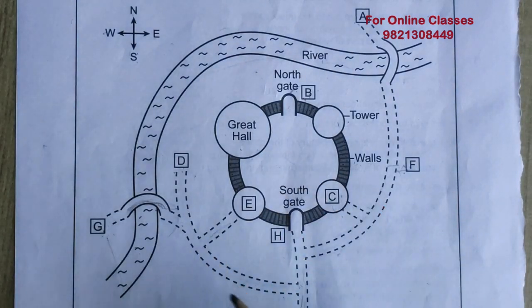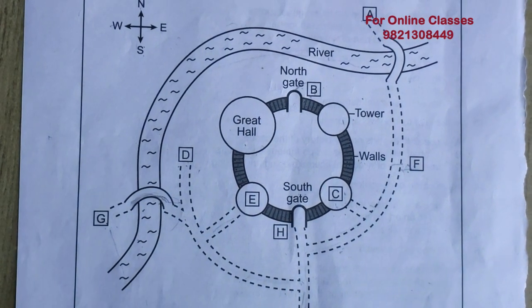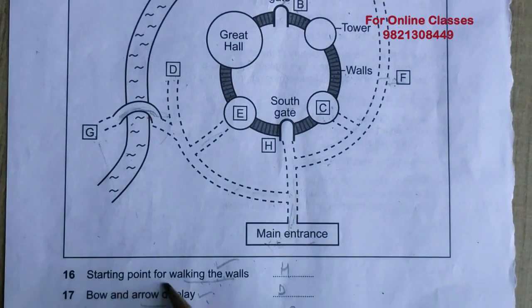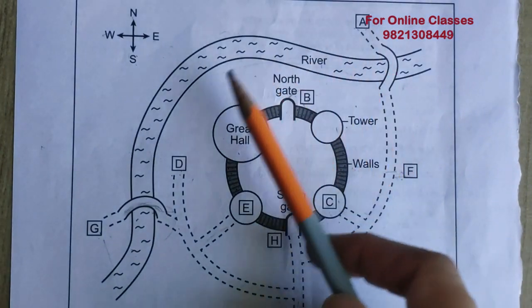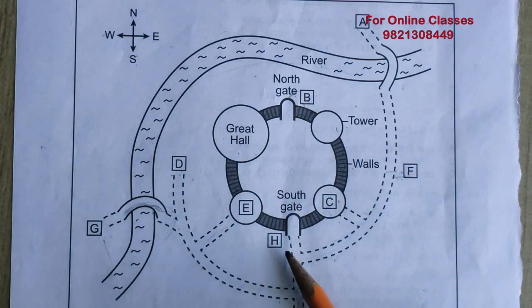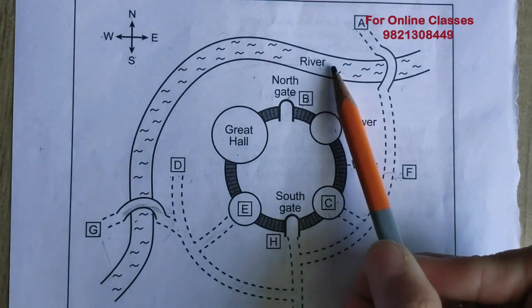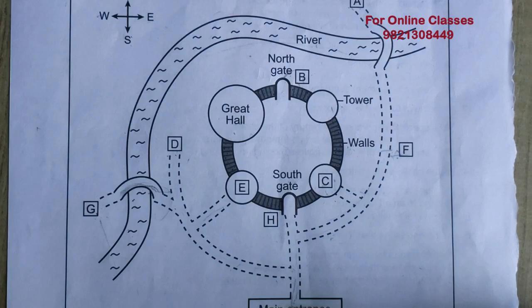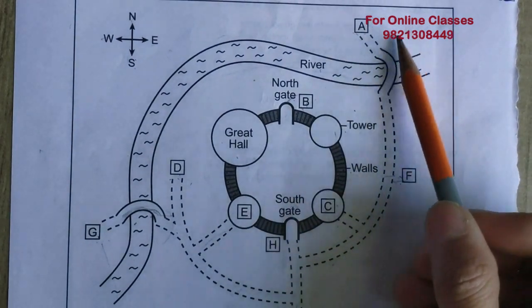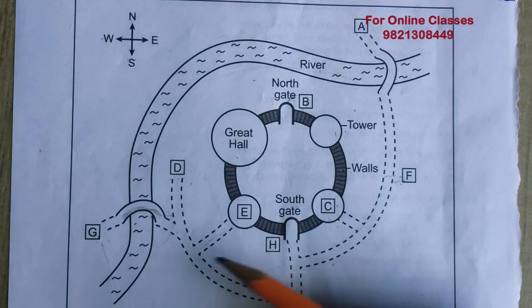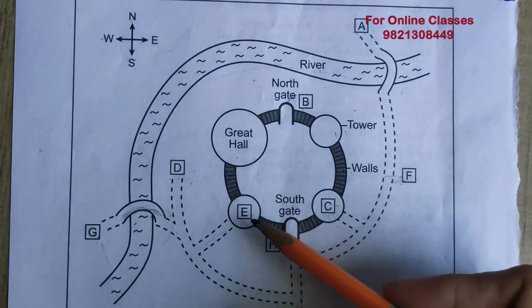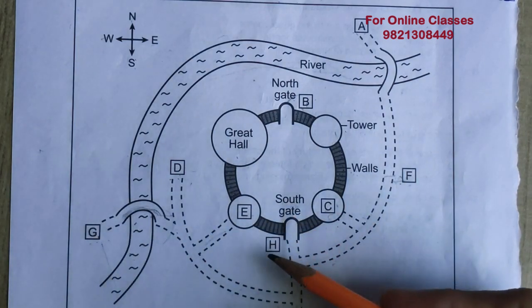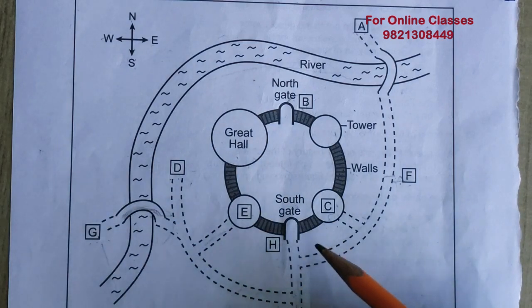Okay, now I will explain to you side by side with the questions only. Okay, let's start question number 1, that is the starting point for walking the walls. Okay, now you have read this diagram, where the points are, especially you have come to know the landmarks: river, Great Hall, North Gate, Tower, South Gate, main entrance. Then it is important to find the points. A is here, B is here, C is here, D is here, E is here, F is here, G is here, and H is here. It is important to find these points also.